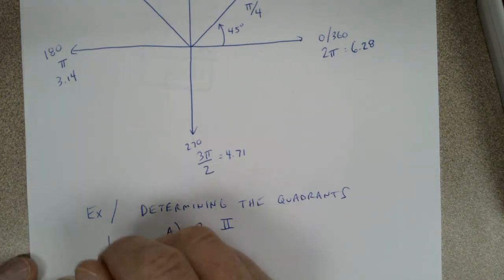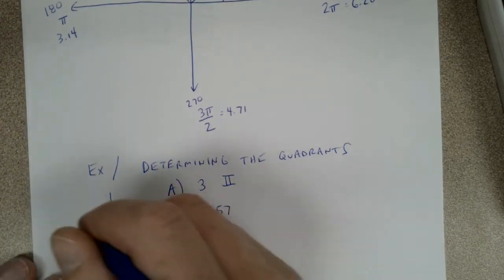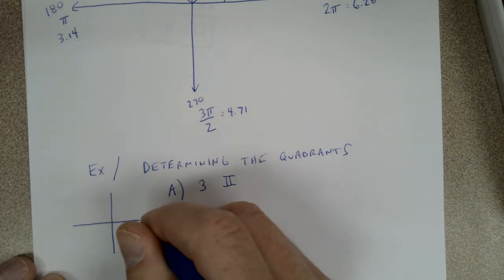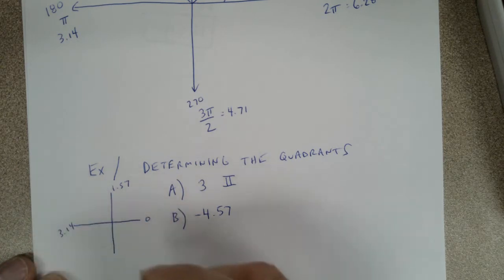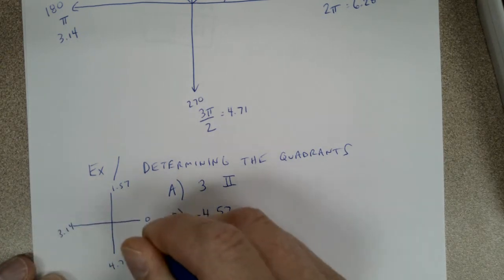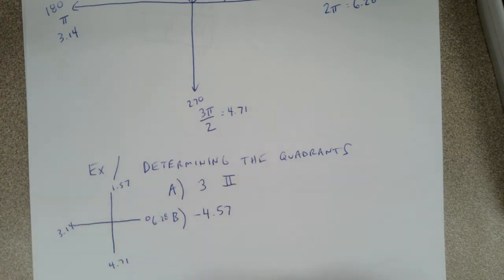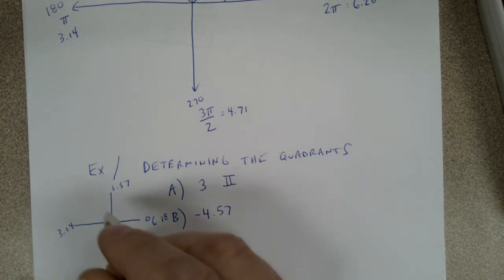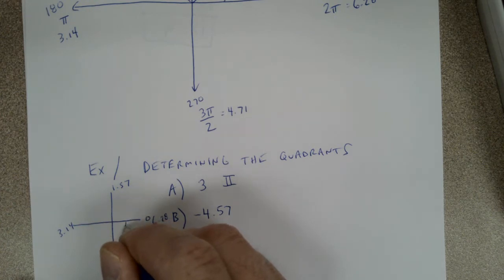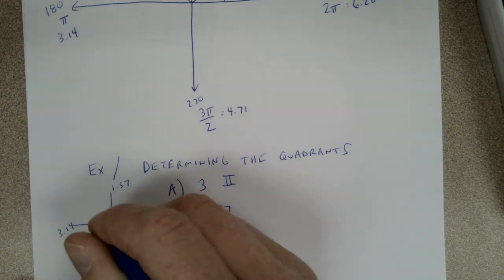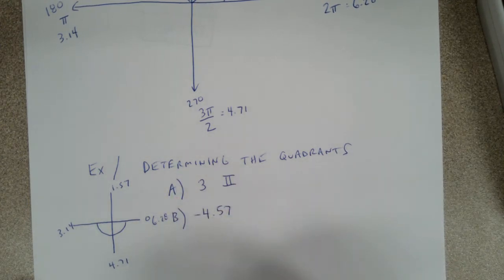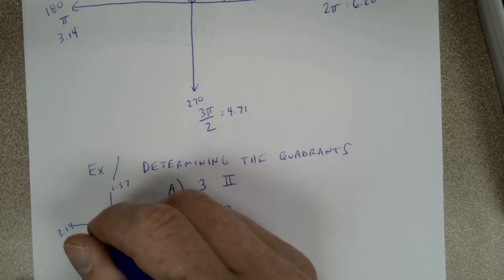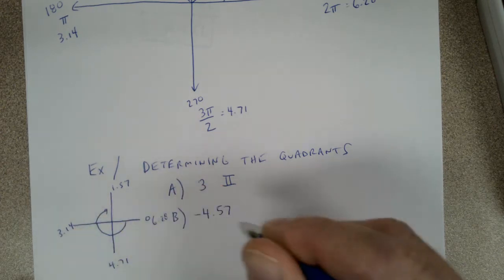Remember, I'll just draw a little picture off here to the side. If I'm at 0, 1.57, 3.14, 4.71, and 6.28. Now I'm going negatively, so I'm going around this direction. So there's a negative 3.14. I'm going to a negative 4.57. Well, a negative 4.57 is going to take me still here in the second quadrant.